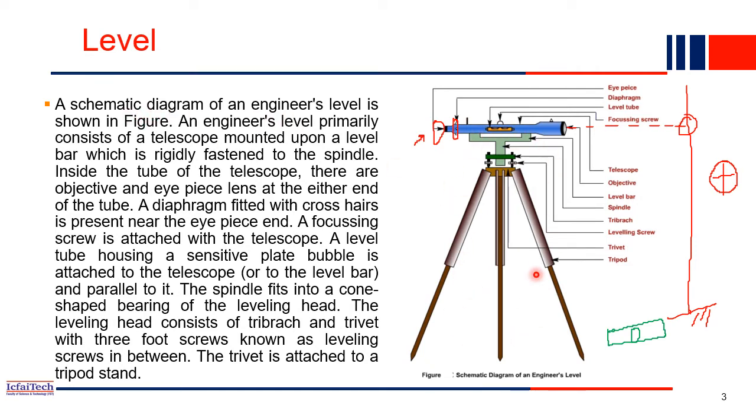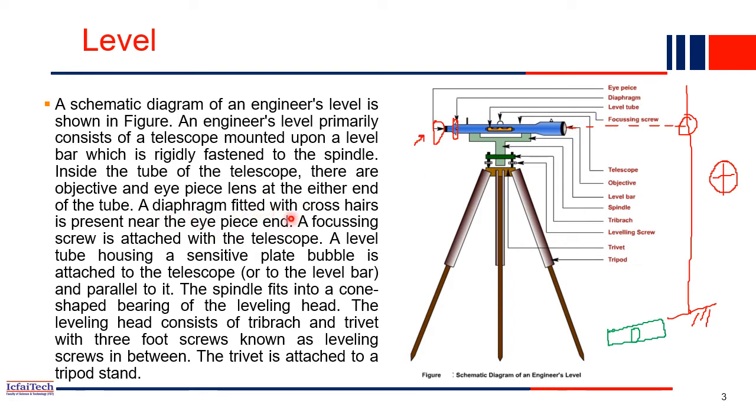This instrument we call the engineer's level, as shown in the figure. The engineer's level primarily consists of a telescope mounted upon a level bar which is rigidly fastened to the spindle. This blue-colored portion is the telescope, and it is rigidly connected with this green-colored portion, which we call the spindle. Inside the tube of the telescope there are the objective and the eyepiece lens at either end of this tube. Here on this side you have the eyepiece and here you have the objective lens, right?